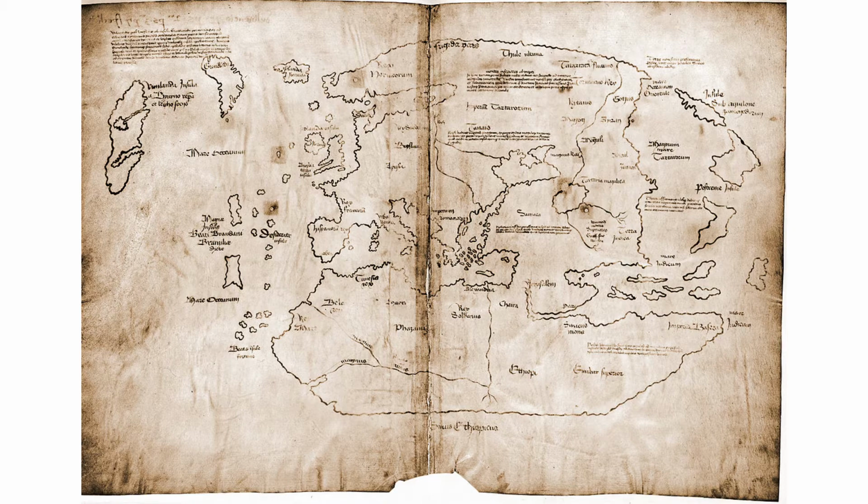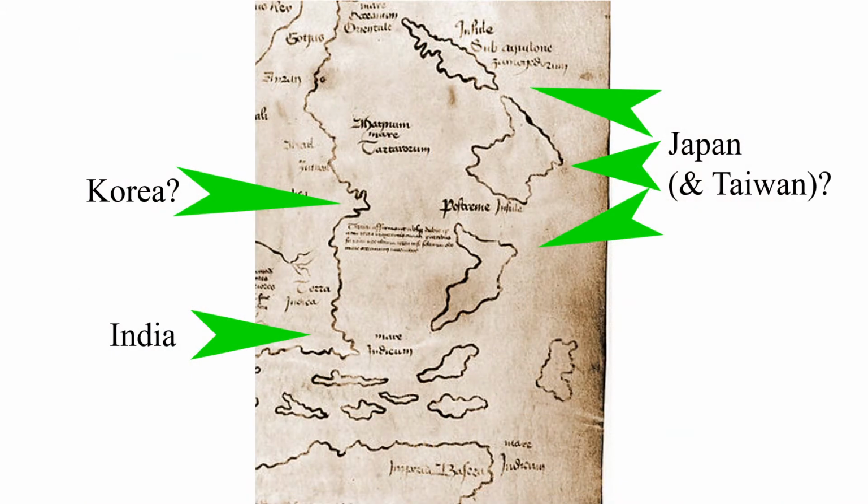Specifically, the far eastern and western portions of the map are the most interesting. On the eastern edge of the map, we can see that the far east coast has noticeable features resembling the Korean peninsula and the islands resembling Japan and maybe Taiwan. Considering Europeans weren't known to have knowledge of these places in the 15th century, this certainly is an oddity.